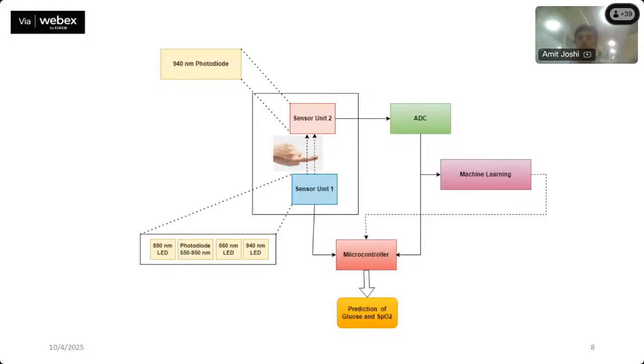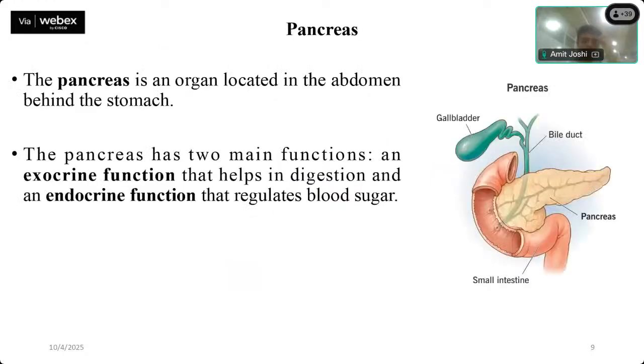iGlue also measures oxygen saturation, then it is converted into digital form, and the data is fed into the machine learning model. A regression model is applicable here because you want to predict a glucose value or your SpO2 value, which is a continuous variable. So for that the regression model is used, and then you get the output.